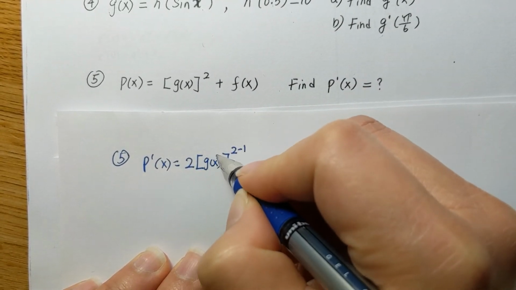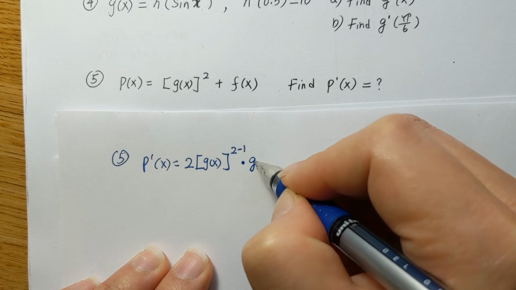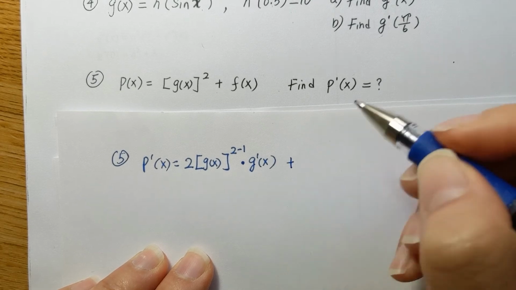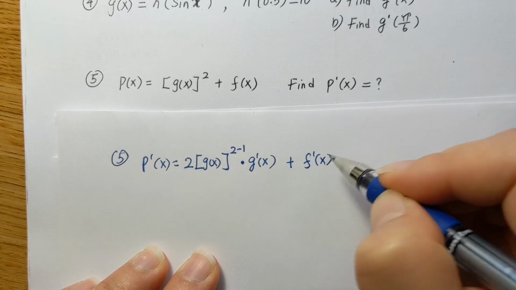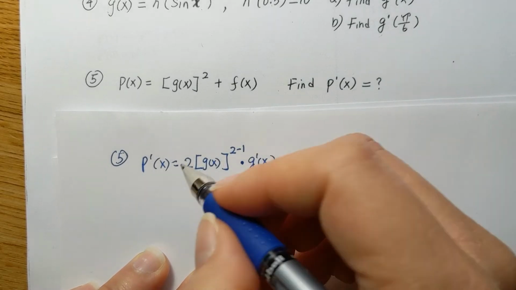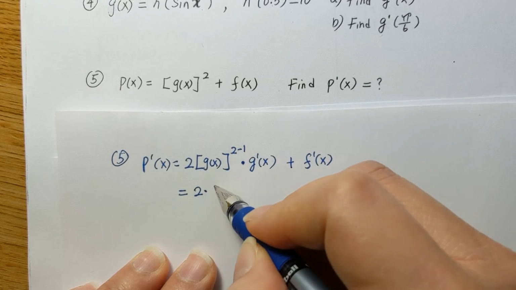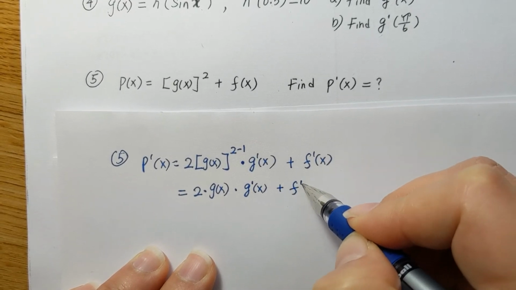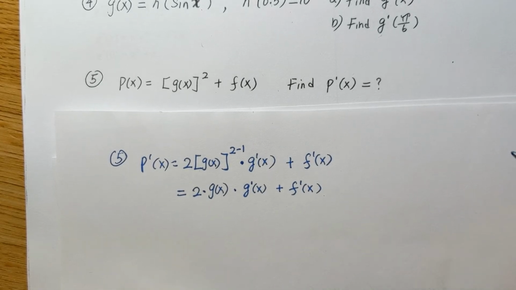As soon as you write down the inner function, immediately you find the derivative of g of x, which is g prime of x. Now you put plus. What is the derivative of f of x? F prime of x. So this is going to be the derivative. We can simplify a little bit. So we're going to have 2 times g of x to the first power, so g of x, times g prime of x, plus f prime of x. So this will be the final answer for number 5.